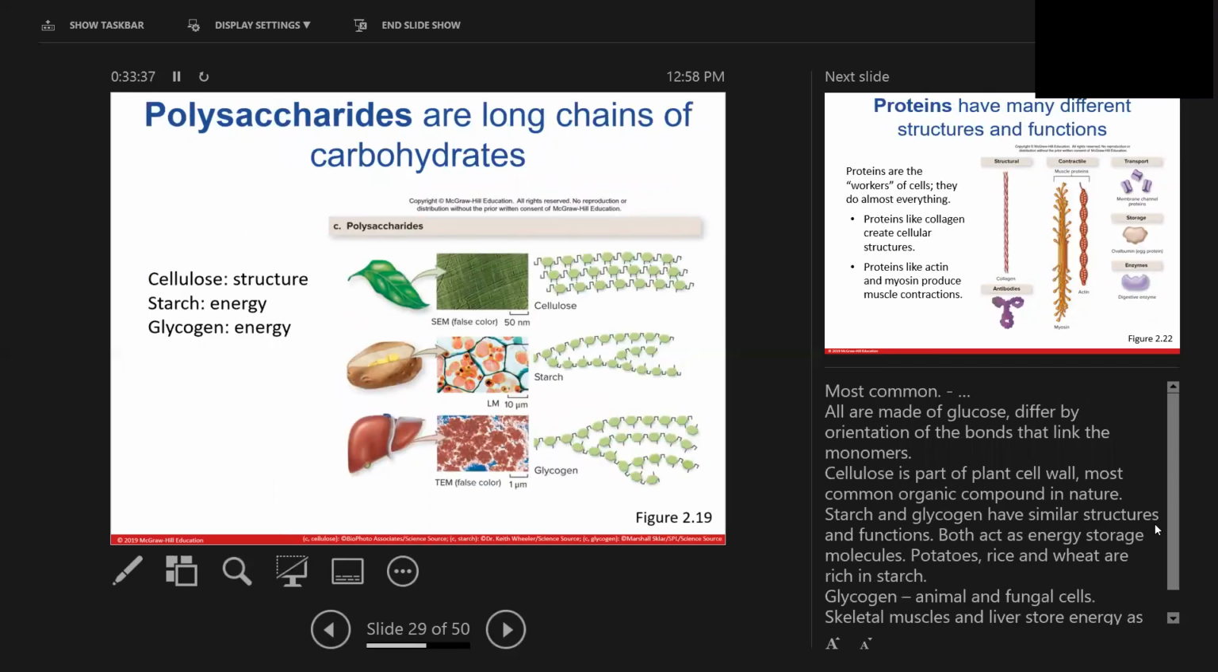Now polysaccharides can form huge long chains, and the longer they are and the more dense they are, especially if you look at something like cellulose, it's a long structure.